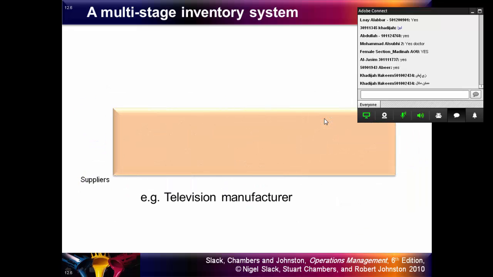Finally, we have what we call the multi-stage inventory system, which is the most complex inventory system. We have several stages in production.